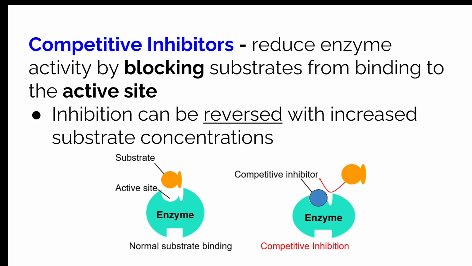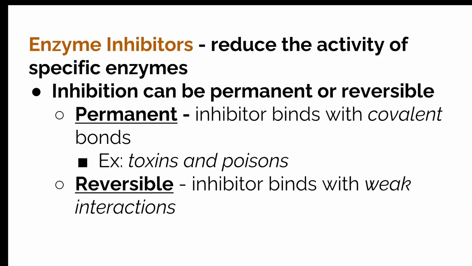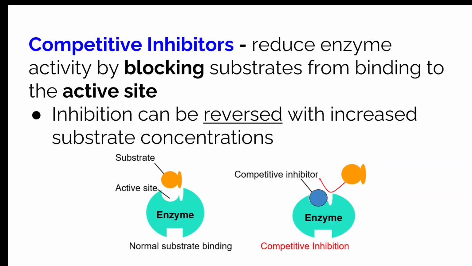And we're going to talk about different ways we can inhibit. There are several different ways, the first of which is going to be something called a competitive inhibition. Competitive inhibitors reduce enzyme activity by blocking substrates from binding to the active site. So again, this active site is going to be the region where the enzyme is going to be doing its activity. This is where the substrate wants to bind to the enzyme, and that's where the enzyme will do the induced fit and break that substrate up or combine it with something else.